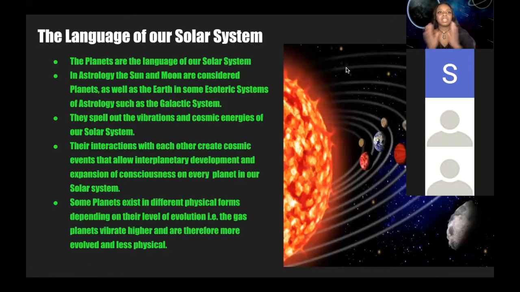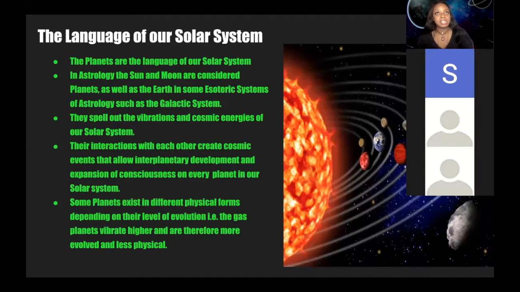So, the language of our solar system. The planets are the language of our solar system. In astrology, the sun and moon are considered planets. So keep that in mind, as well as the Earth in some esoteric systems of astrology, such as galactic astrology. They spell out the vibrations and cosmic energies of our solar system, and their interactions with each other create cosmic events that allow interplanetary development and expansion of consciousness on every planet in our solar system.